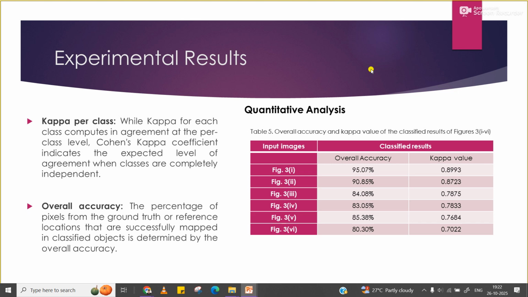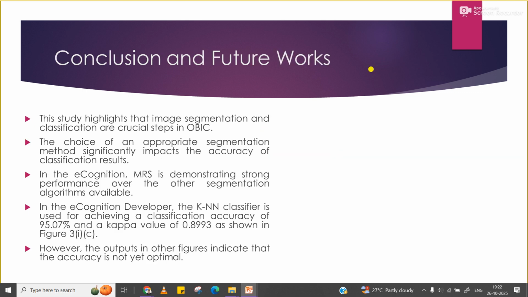Based on these results, we have highlighted segmentation and classification as a very crucial step for OBIC classification. Appropriate segmentation is also very important, and we have to consider which factors to take in. Multi-resolution segmentation also demonstrated how it is better than the other segmentation approaches.